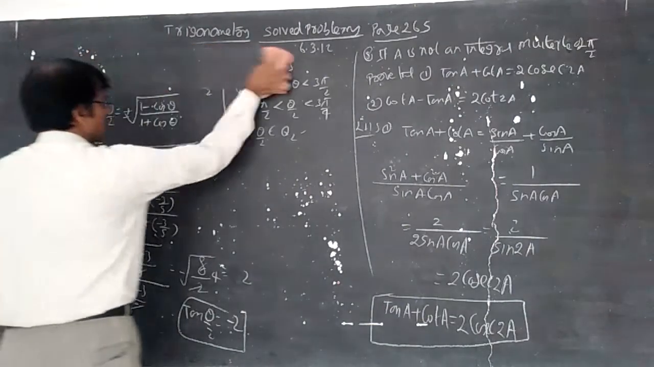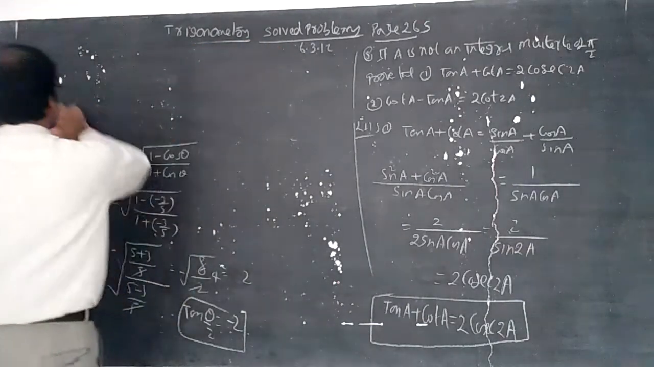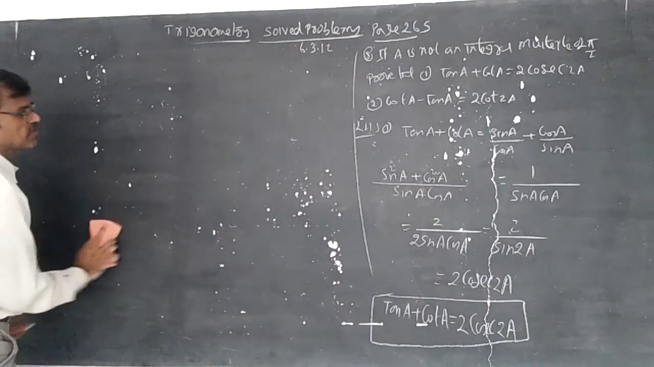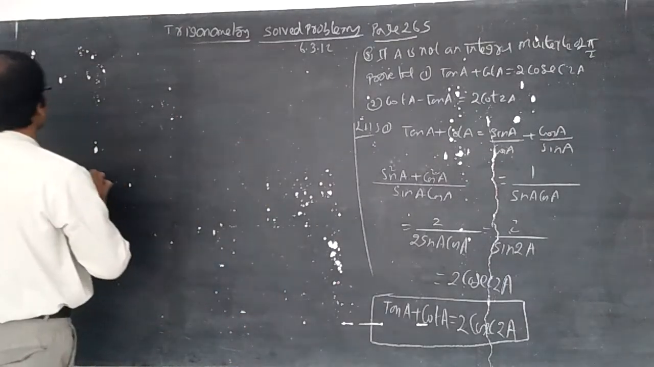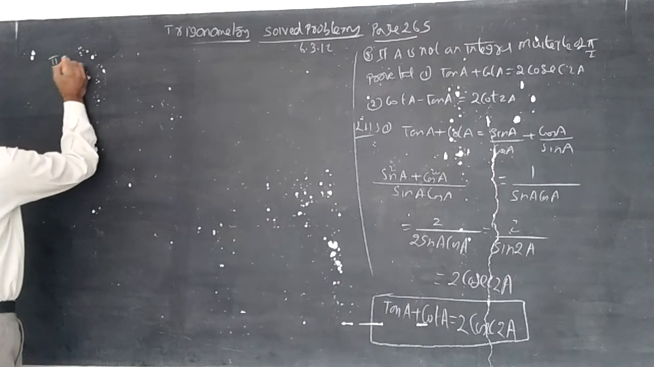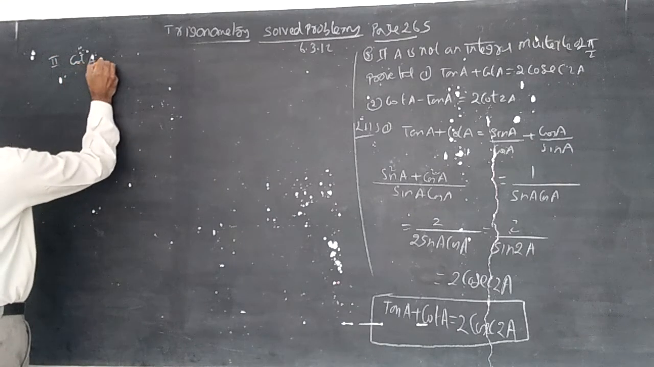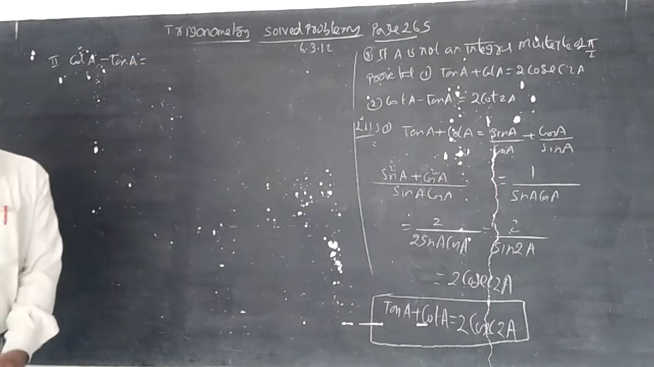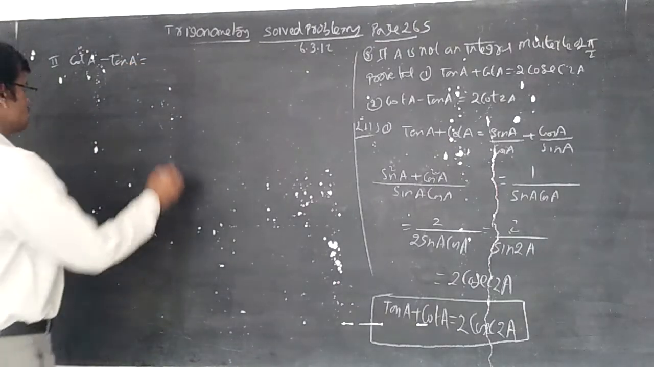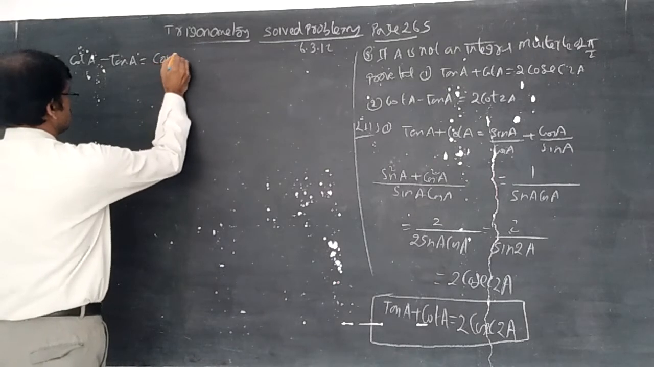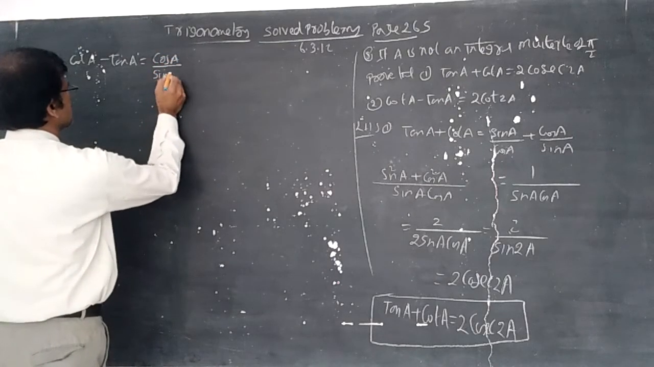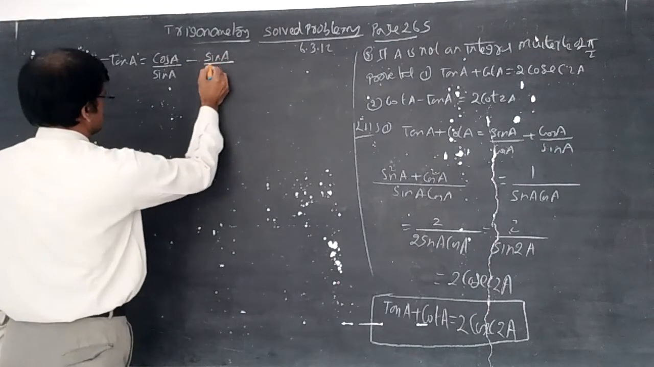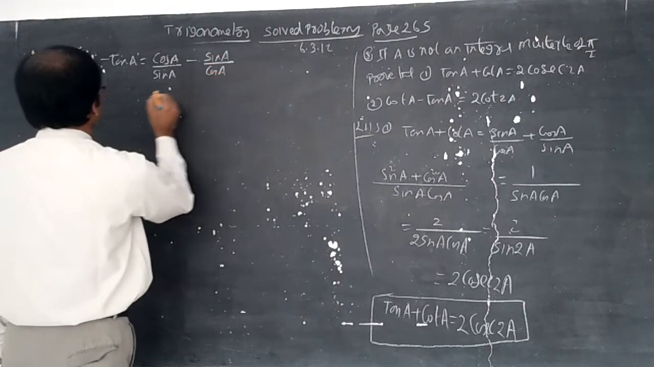Now, next one. Of course, cot A plus tan A also we can understand. Now, cot A minus tan A. Second one, in this question, cot A minus tan A. Cot A can be understood as cos A by sin A, minus tan A can be understood as sin A by cos A.